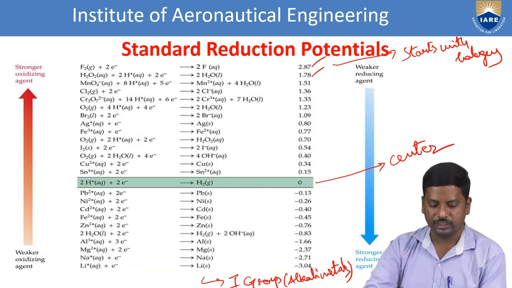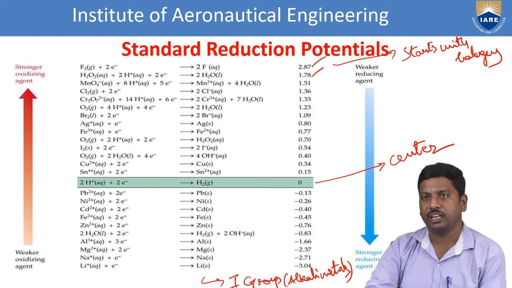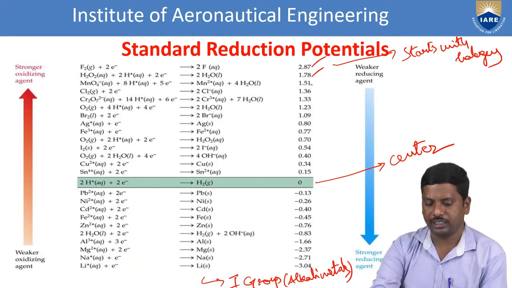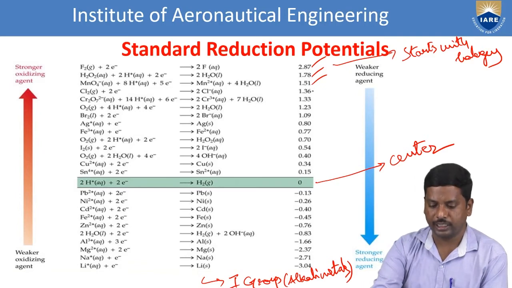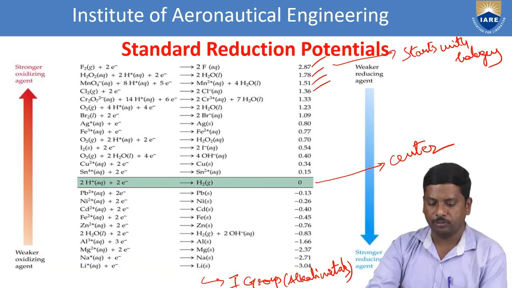And third one is MnO4 minus, which undergoes reduction with 5 electrons to get Mn plus 2 in aqueous media, with 4 moles of water, and gets a potential nearly equal to 1.51 volts. And next one, chlorine undergoes reduction with 2 electrons to get 2 moles of chloride, with a 1.36 standard reduction potential.